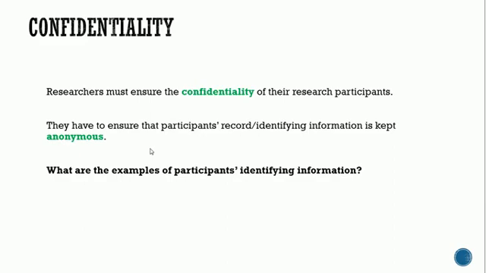The next term is confidentiality. Confidentiality means something secret. Researchers must ensure the confidentiality of their research participants. They have to ensure that participants' records or identifying information are kept anonymous. So we talk about something secret, something confidential. We have what we call identifying information. What is identifying information? Identifying information is information which could identify the participants, for example when we write the report and somebody else reads our report.